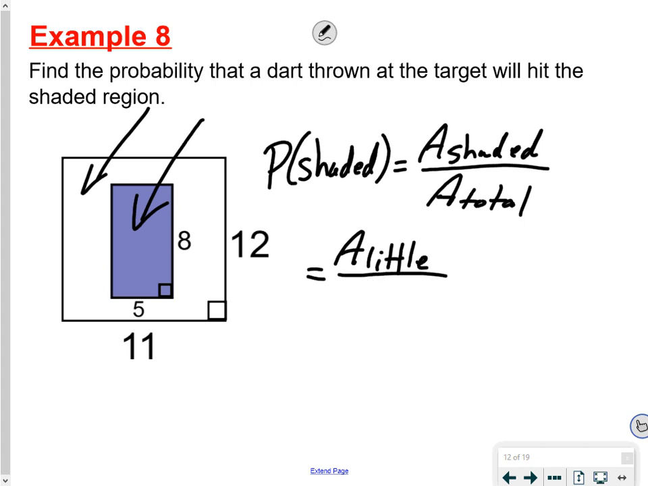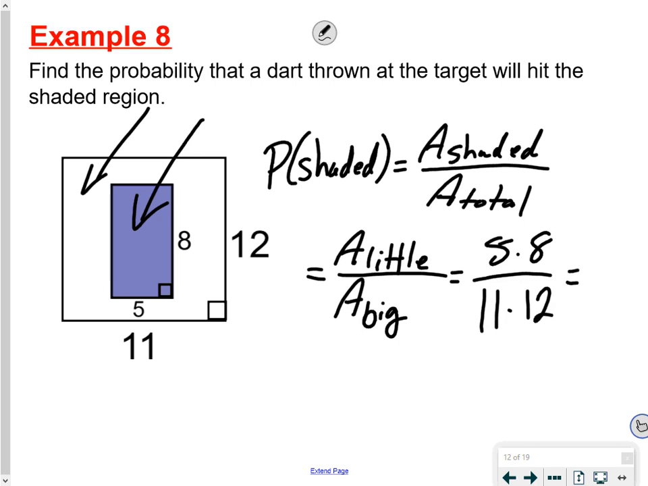So we got the area of the little figure over the area of the big figure. And the area of the little figure is just 5 times 8. The area of the big figure is 11 times 12. All right, so let's simplify. 5 times 8 is 40. 11 times 12 is 132. Okay, and if we just type that into our calculator, we get 0.3 or 30%.